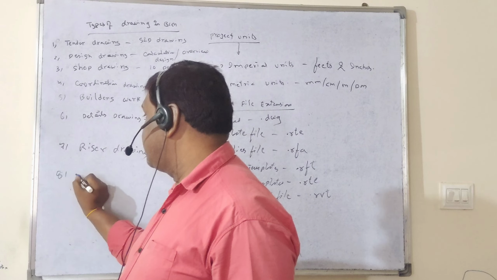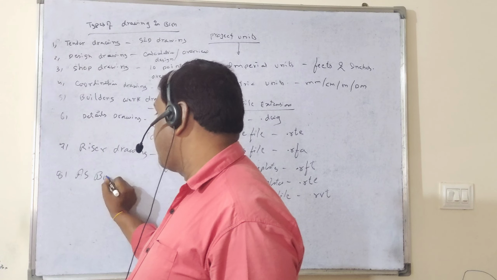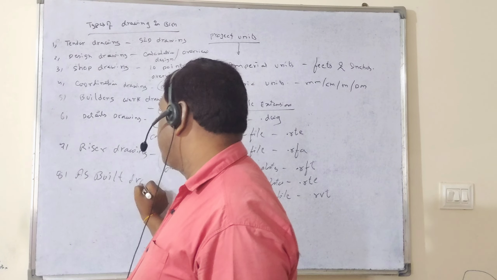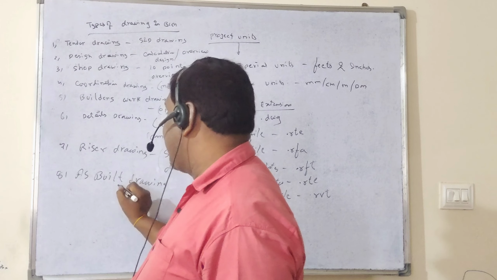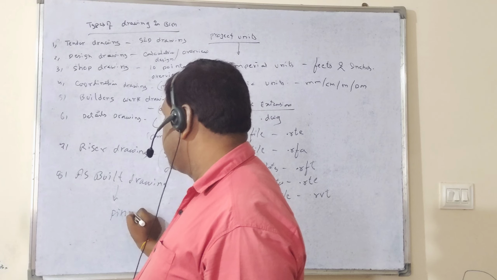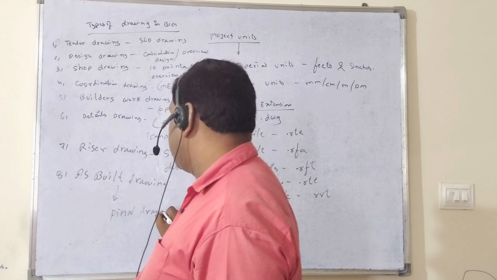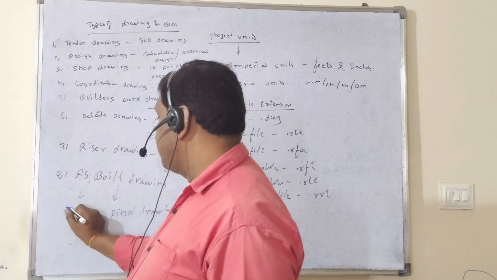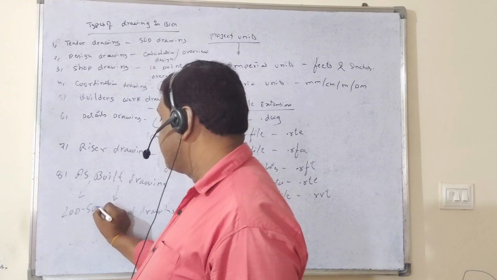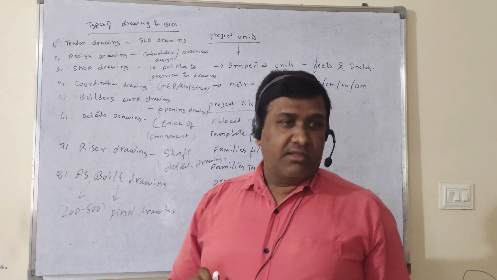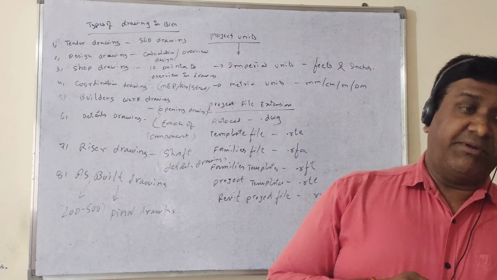After completion of the riser drawing, the last is the as-built drawing. As-built means this is the final drawing we have to prepare at site. As-built means, as I already told you, LOD 500. So in AutoCAD also we have to prepare the as-built drawing.